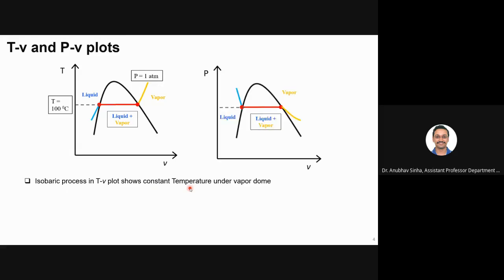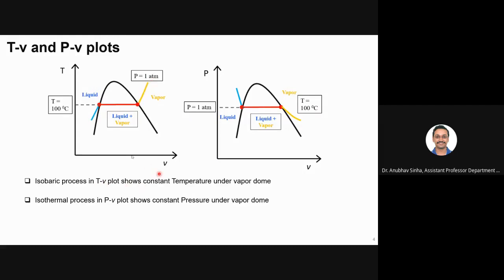Now let us say we have a PV plot. I say that water is boiling at 100 degrees Celsius, so you can quickly fix that. Okay, if it is at 100 degrees Celsius, it has to be at 1 atmosphere. So this is an isobaric process, right? For an isobaric process, the PV plot shows constant. So you see the temperature becomes constant if your pressure is fixed. Now if your temperature is fixed, then this pressure becomes constant.